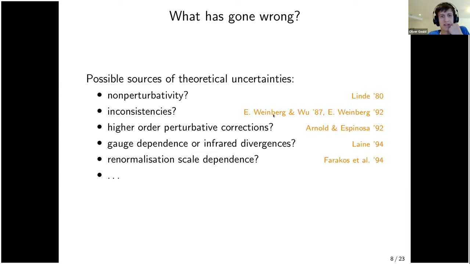Eric Weinberg, amongst others, has pointed out various inconsistencies with the approach I mentioned before. For example, these imaginary parts, and in addition, the unjustified derivative expansion and some double counting of modes in the path integral. There are also potentially higher order corrections. This whole analysis is gauge dependent and renormalization scale dependent. So what's going wrong?